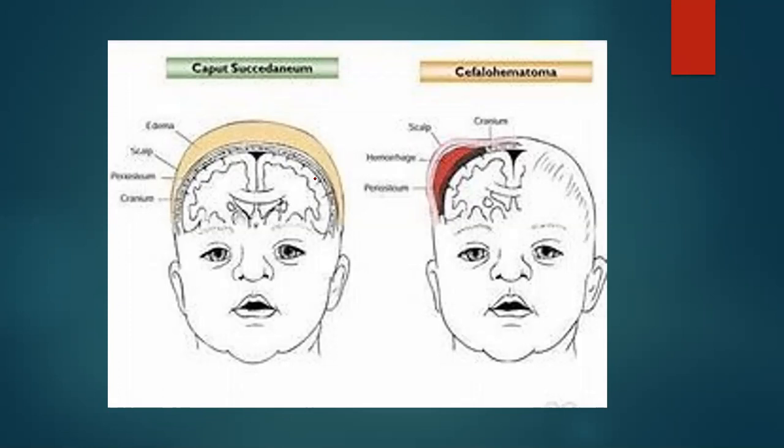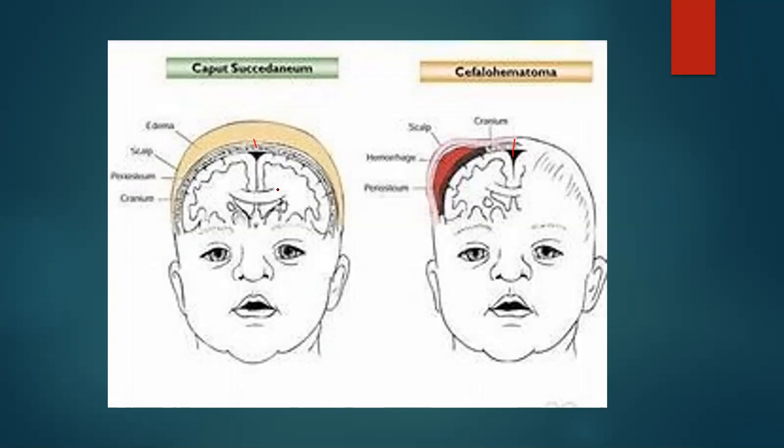Very important is to differentiate caput succedaneum from cephalohematoma. Caput succedaneum does cross the suture line. It crosses the suture line. This is very important. Let me type. I think I need to type. You can see there's a suture line here, in between here. You can see this swelling is just crossing the suture line.